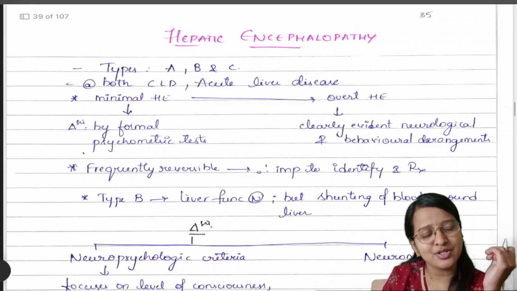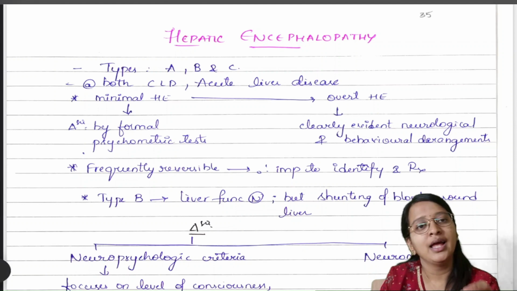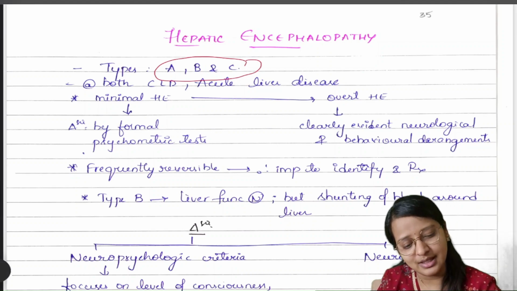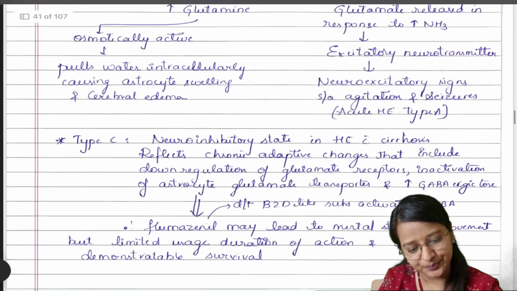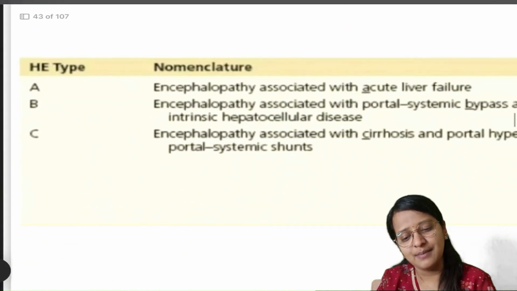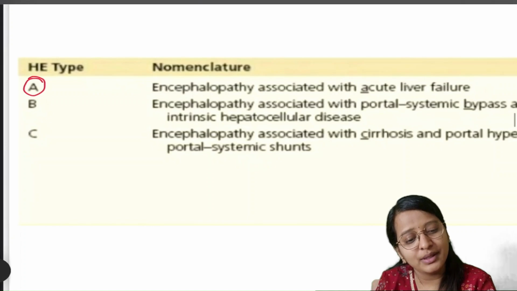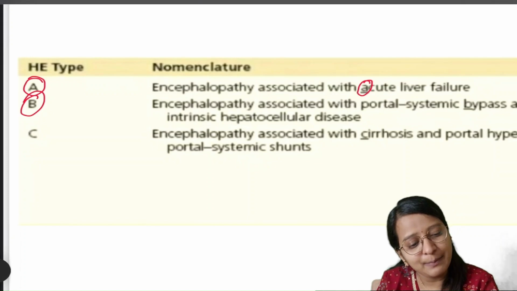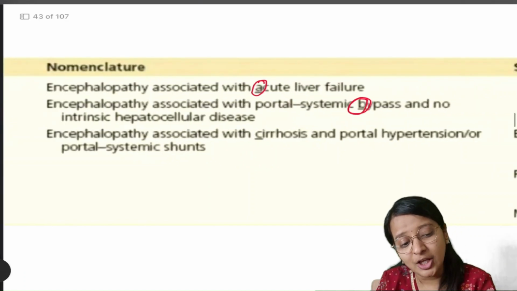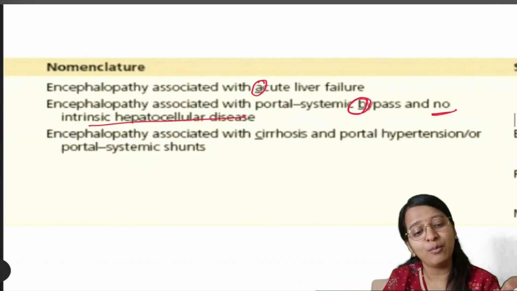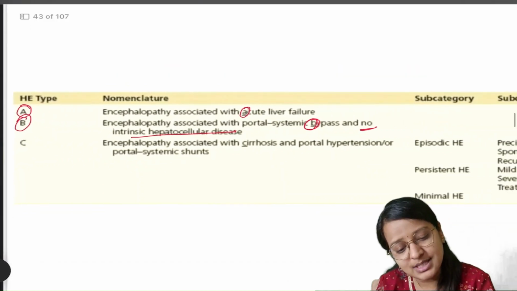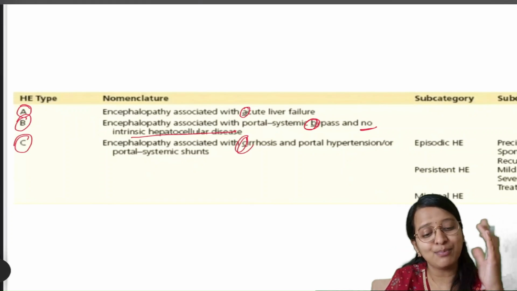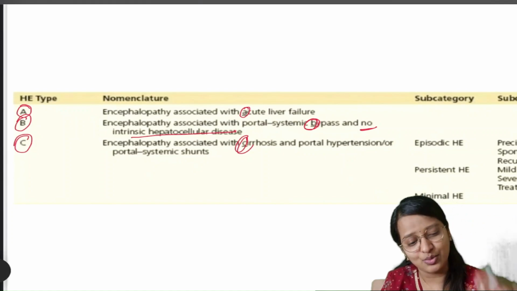Coming to CNS manifestation, which is your hepatic encephalopathy. Hepatic encephalopathy is of three types: type A, type B, and type C. Let us see the types first. These are your types. Type A is encephalopathy with acute liver failure. Type B is encephalopathy with portosystemic bypass. Here there is no intrinsic hepatocellular disease. There is portosystemic bypass. And type C, it is cirrhosis. So A with acute liver failure, B with bypass, that means portosystemic bypass, and C with cirrhosis.